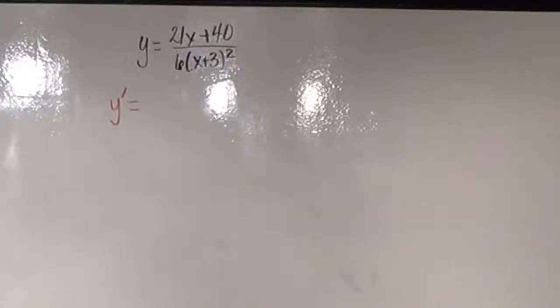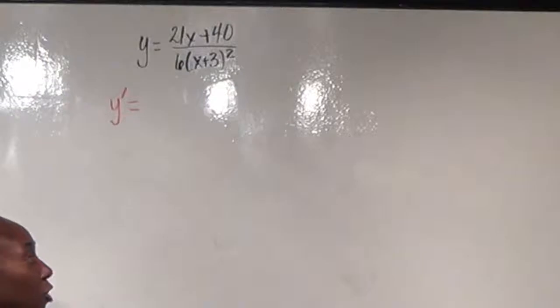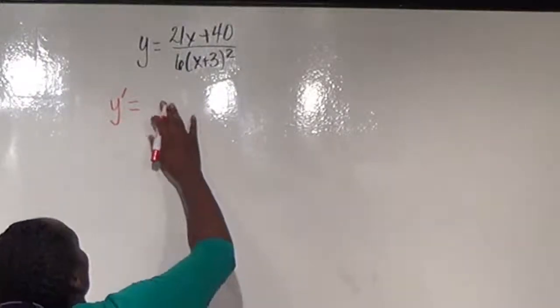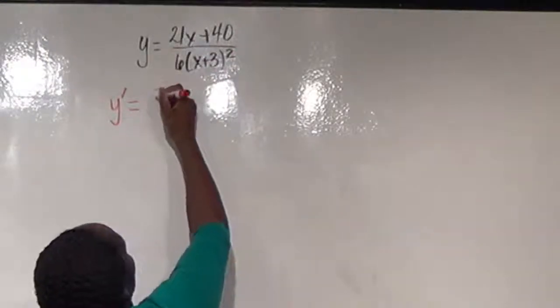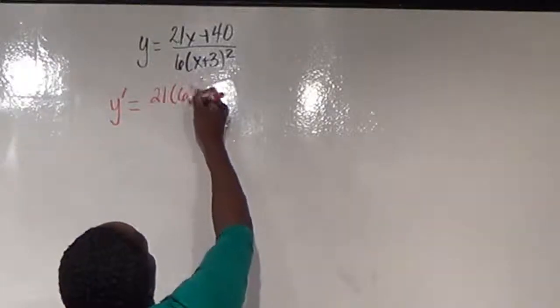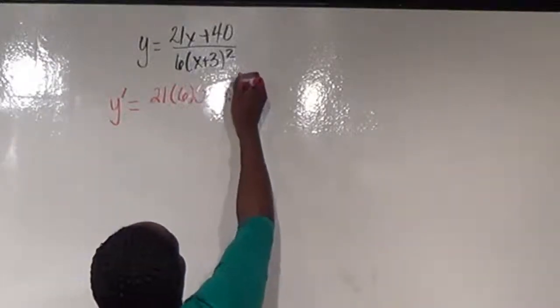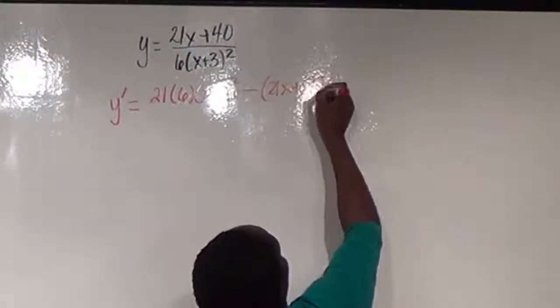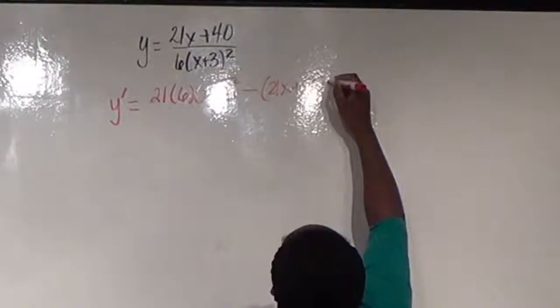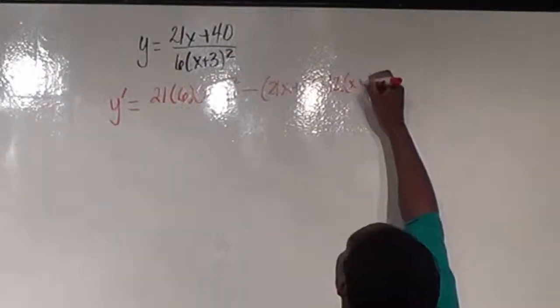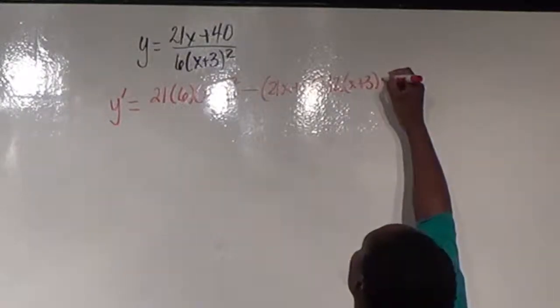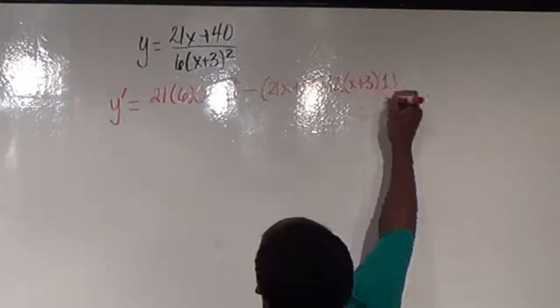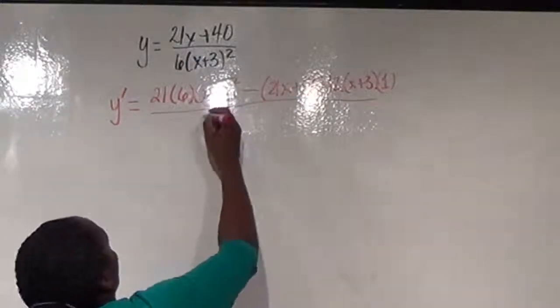Okay, again, here, our derivative is going to require a quotient rule. But notice in the denominator, I also have a power, so it's also going to have a chain rule in there. Okay, so y prime, derivative of the top, is going to be 21 times the bottom, minus the top, times the derivative of the bottom, all divided by our bottom squared.